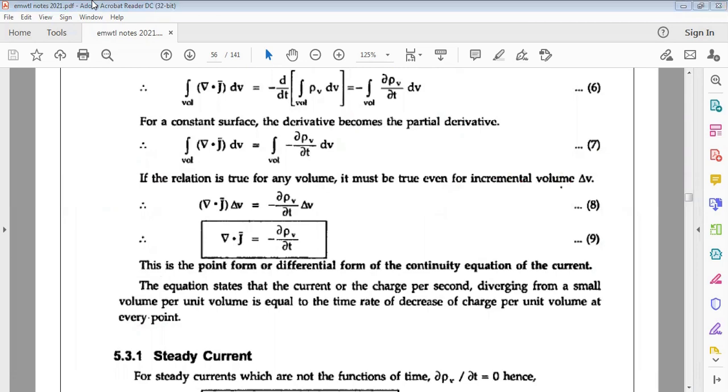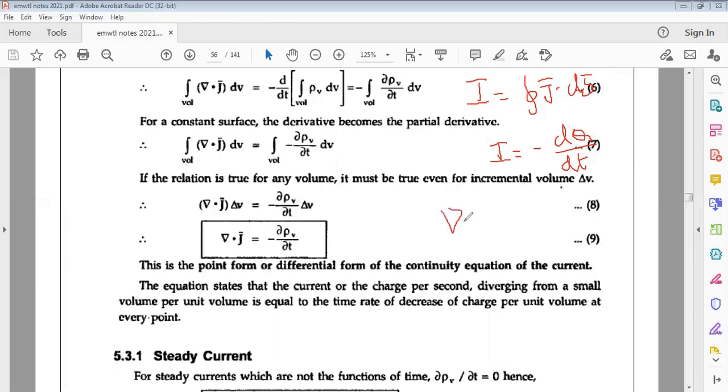till now we have learned the relationship between the current and the current density. I is equal to J bar dot dS bar. And another one is there: the current I is equal to minus dq by dt. I is equal to minus dq by dt. And another one is there.